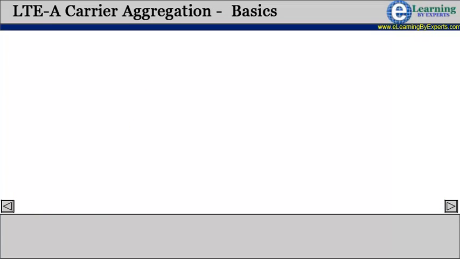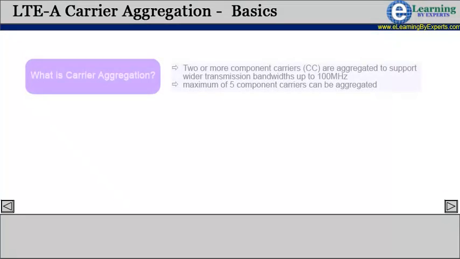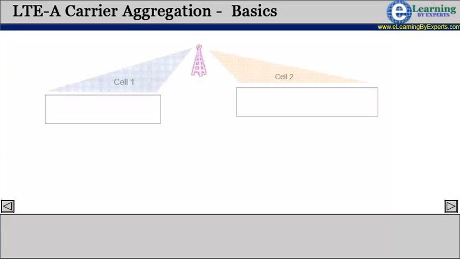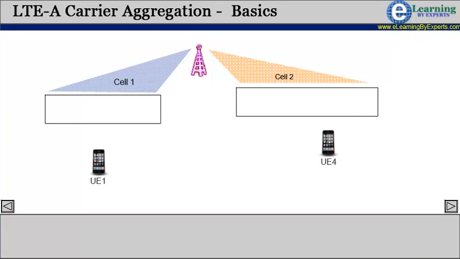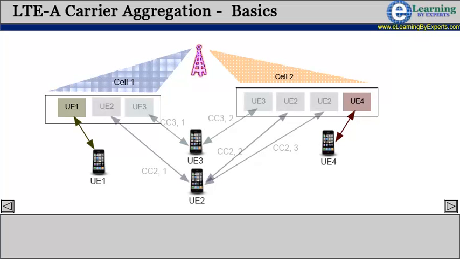One straightforward possibility to reach high data rates requirements is to aggregate multiple LTE carriers. Two or more component carriers, CC, are aggregated in order to support wider transmission bandwidths up to 100 MHz with a maximum of 5 component carriers. LTE Release 8 terminals can only transmit on one component carrier, whereas LTE Advanced terminals may transmit on multiple component carriers simultaneously to reach the higher bandwidths.